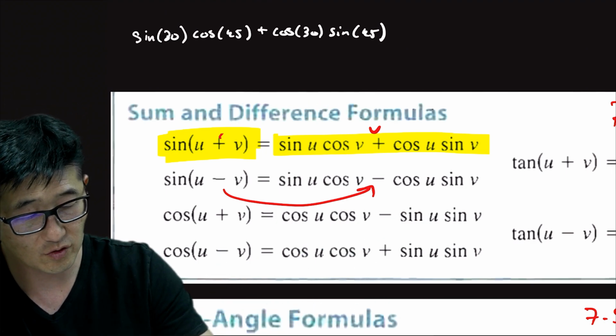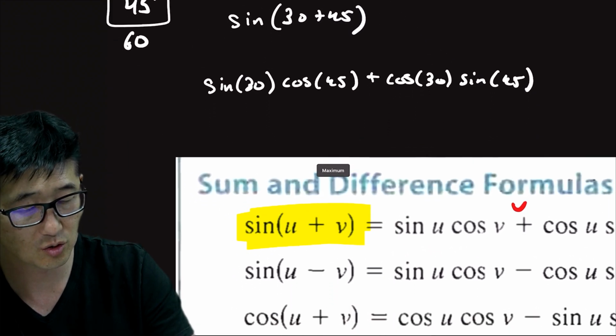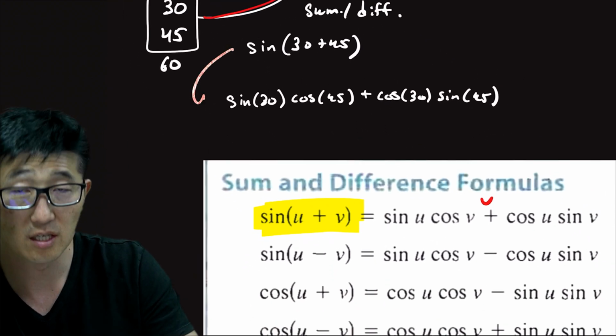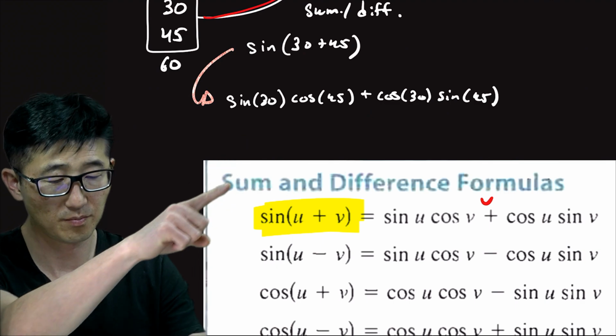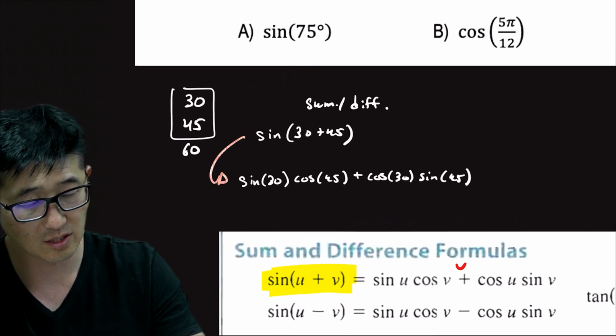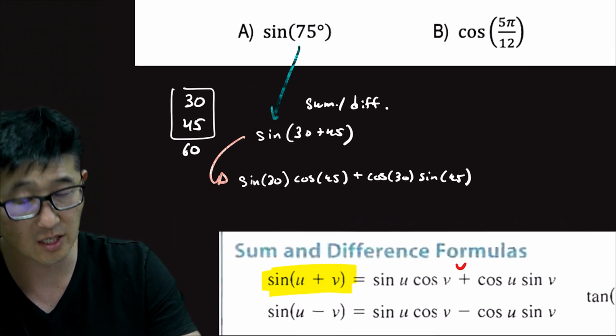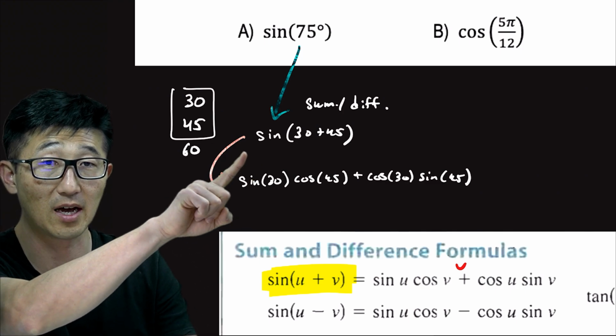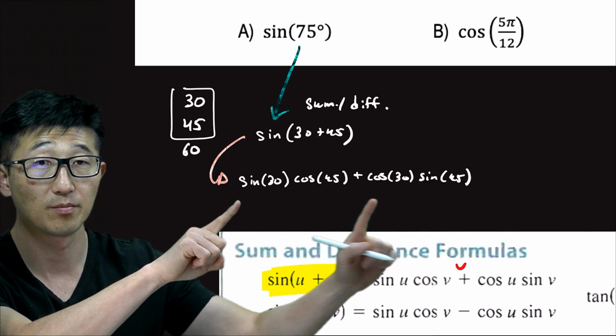So all you have to do is just plug it in. And so basically, this becomes that, okay? Or let's do it like this. Sine 75 becomes this, and that opens up and becomes what?